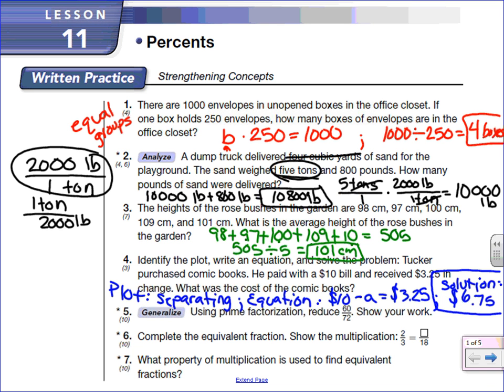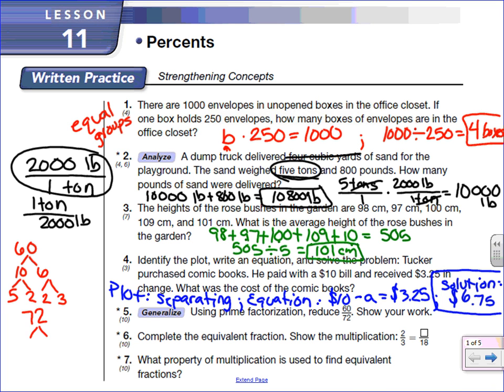Number 5 says using prime factorization, reduce 60 and 72. So prime factorization was what we learned in section 9. So I'm going to use a tree for each of those. So I'm going to have 60, and two numbers that multiply to give me 60 are 10 and 6. And then two numbers that multiply to give me 10 are 5 and 2. Those are both prime. And two numbers that multiply to give me 6 are 2 and 3, and those are both prime. I'm going to do the same thing with 72.